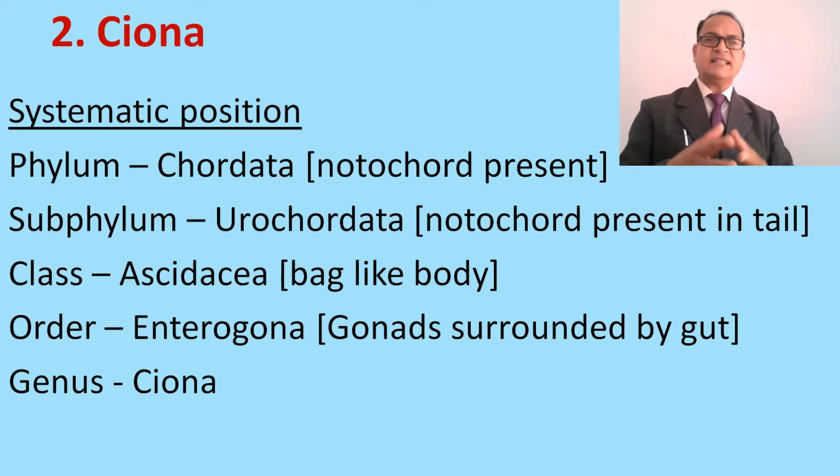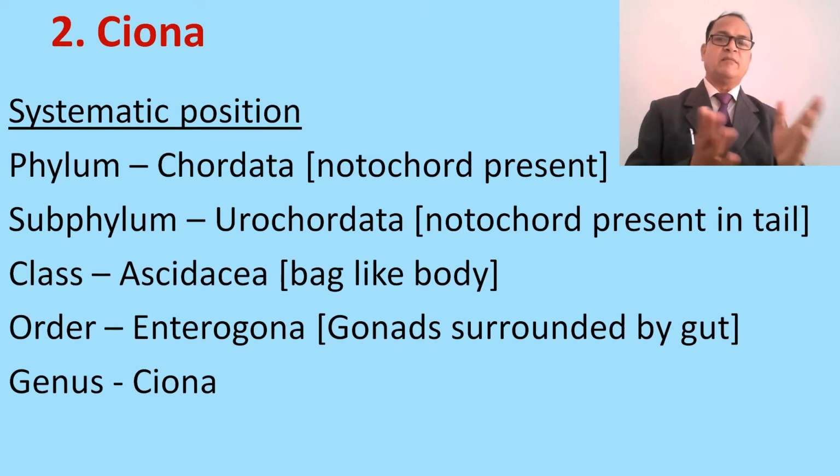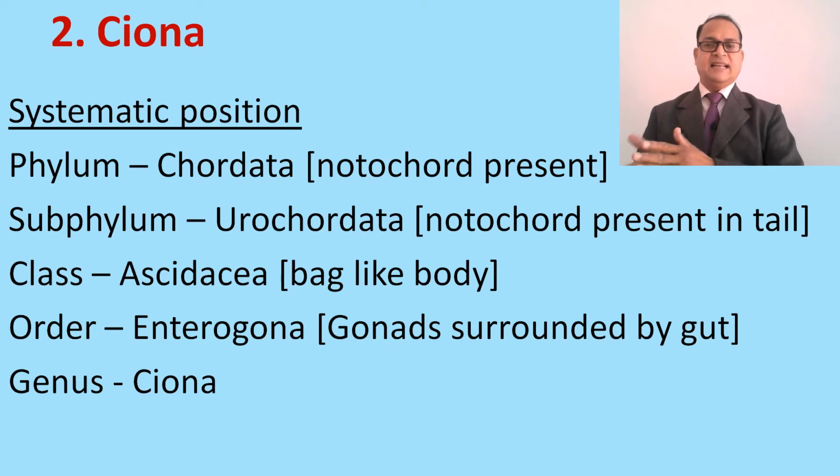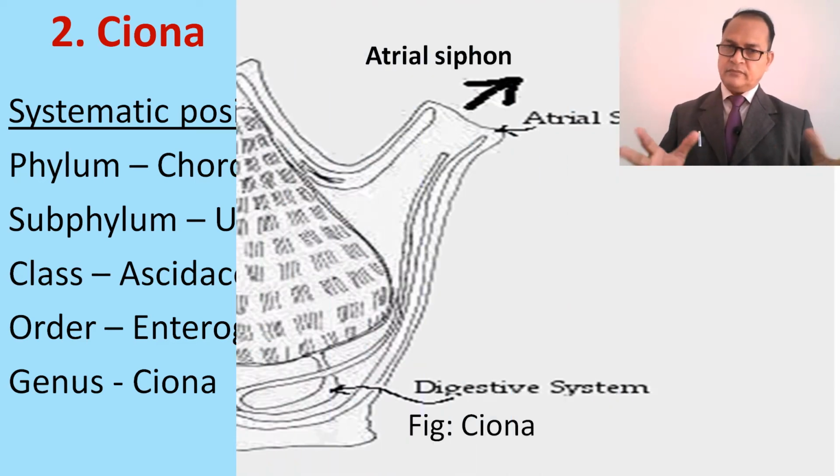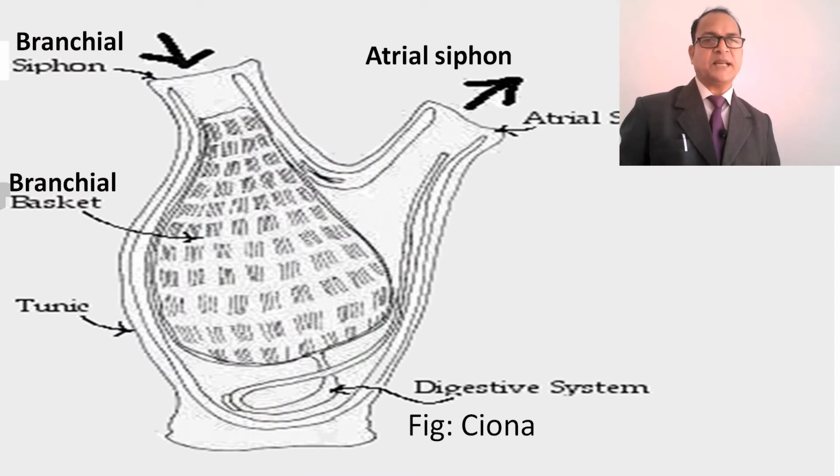Now, the second one is Ciona. Its systematic position: phylum Chordata, subphylum Urochordata, class Ascidia, order Enterogona, genus Ciona. Now, this is the structure of Ciona.